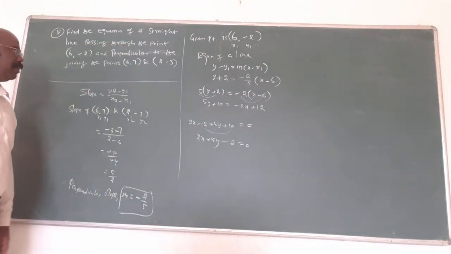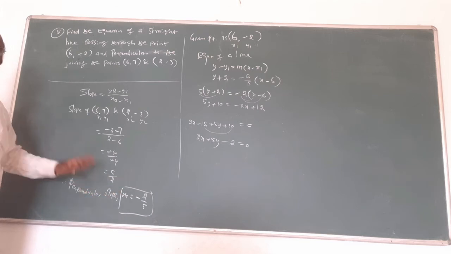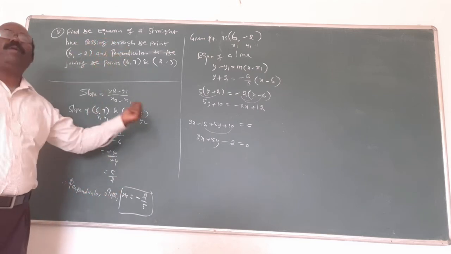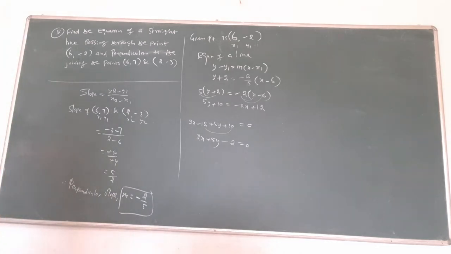Next question, parallel. That means this is the parallel slope. Perpendicular means, after that, the slope changes sign and reciprocal. That is called m. One point is given. Use the one-point slope formula, same thing only. That is the question.